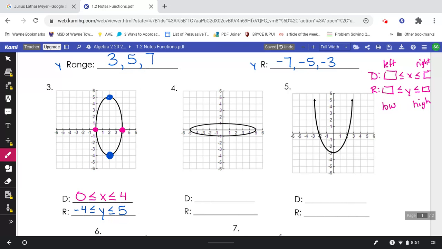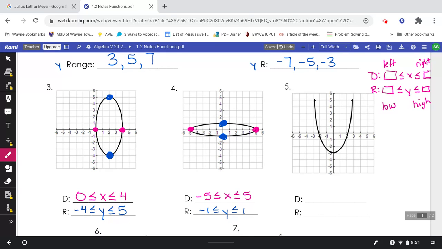Okay, so let's take a look at number 4. Your domain, left to right, would be from -5, always the same symbols, always an x in the middle for domain. And then your range is going to be the lowest to the highest, which would be from -1, always use a y for that one, to +1.